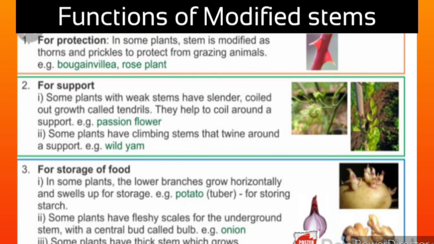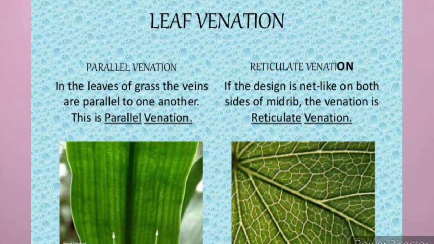Now, next we have the leaves. Before we go to the functions and the structures of the leaves, we should know what leaf venation is. There are actually two types of venation in a leaf: parallel venation and reticulate venation. In the leaves of grass, the veins are parallel to one another. This is known as parallel venation. We can see in the diagram also, the veins are parallel to each other.